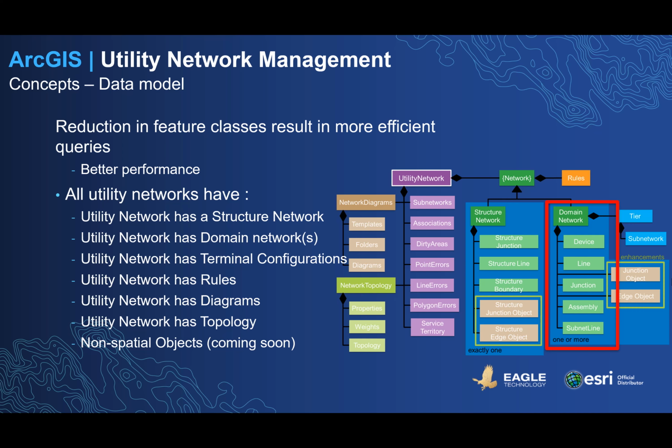Included are tables which hold information about terminal configurations for devices. There are business rules which describe how each of your features in the network interact with each other. Tables to store information about how your schematic diagrams are stored, shared, and laid out. And your topology, which puts it all together to keep your network valid and connected. It's worth noting that support for non-spatial features will be coming to the utility network soon. Non-spatial features are a way of representing things like ports, splice points, buffer tubes, and individual fiber connectivity inside a telecom network.